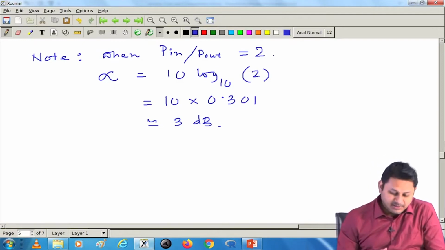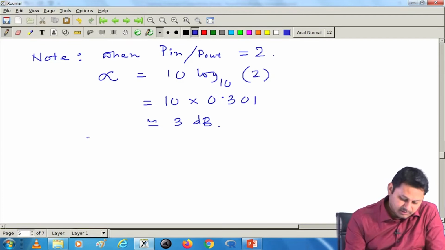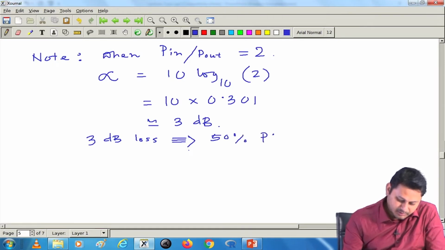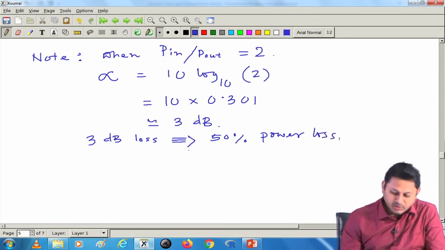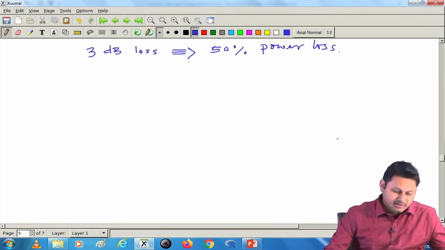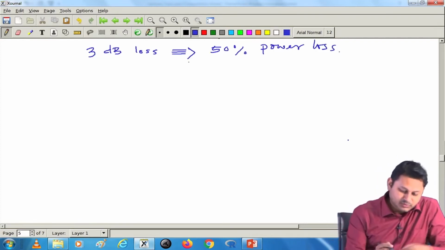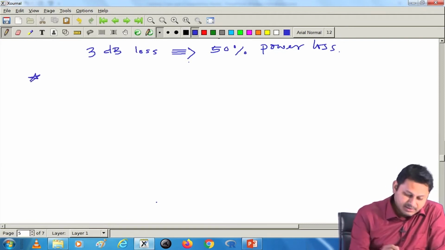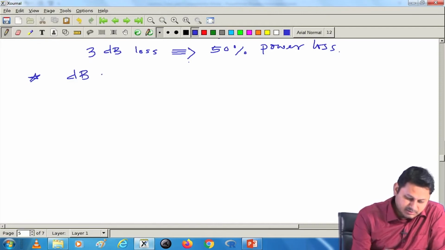So, in many cases this 3 dB value is used, and basically it measures the 50% loss. When I say it is 3 dB loss, I eventually mean 50% power loss. So, I launch a power, and when it is propagating through the waveguide, there is a reduction of the power, and if the power is reduced to 50%, then the value of alpha comes out to be 3 dB in dB unit. So, in many cases it is used.